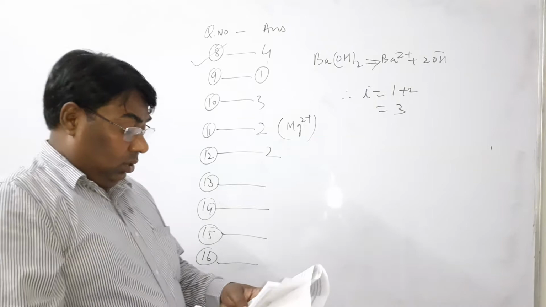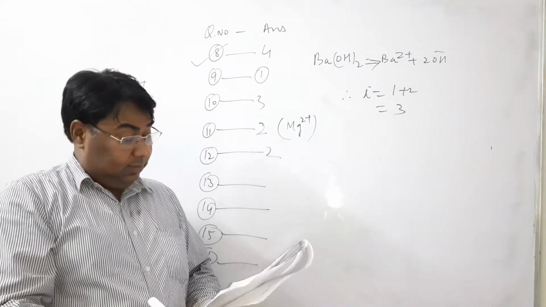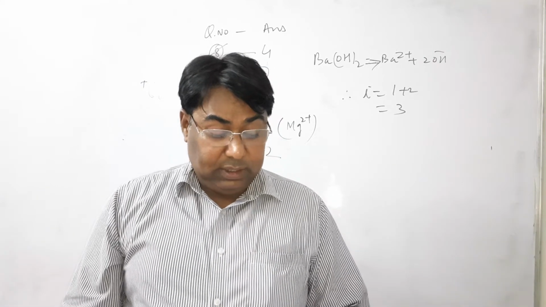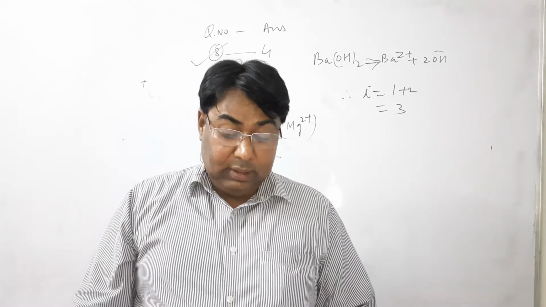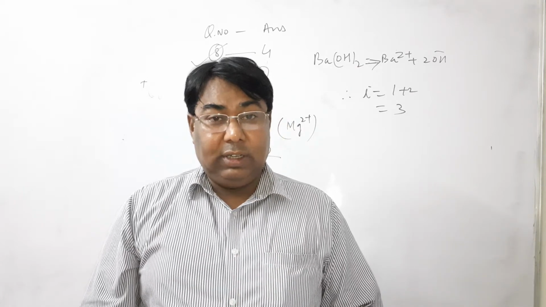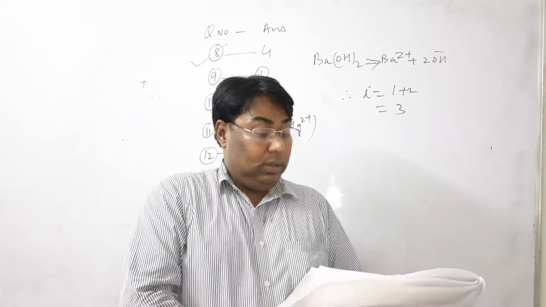Now question number 14. A 5 ampere current passes through the solution of zinc sulfate for 40 minutes. The amount of zinc deposited at the cathode is... So all of you try to understand how these questions are solved.